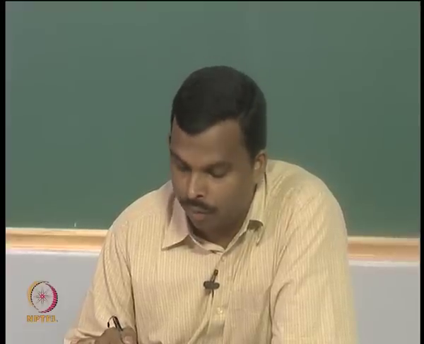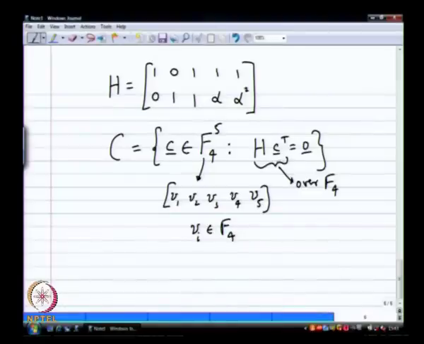Which means if you want to find the set of all C, you will have 3 free variables and 2 dependent variables. This defines the null space of H. The row space of H has dimension 2, which means the null space of H will have dimension 3. So that result carries over without any problem.